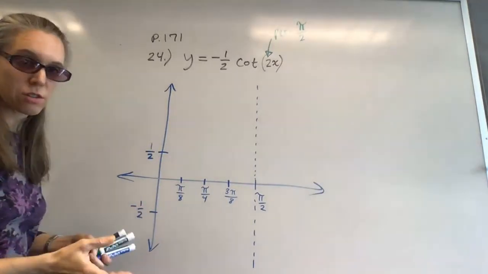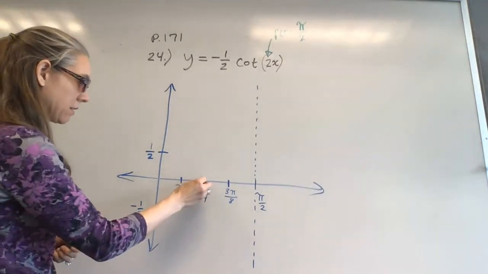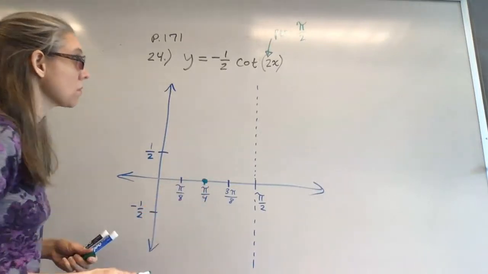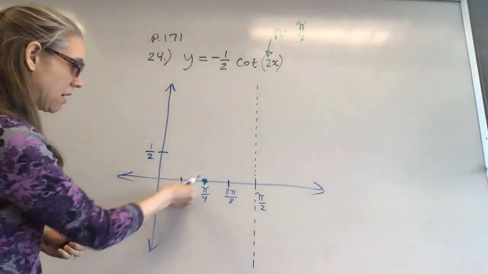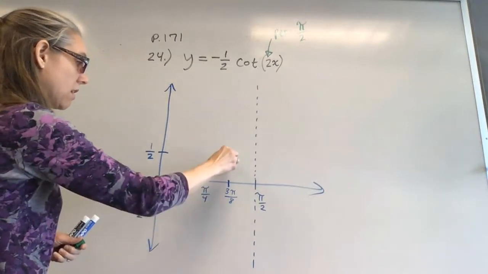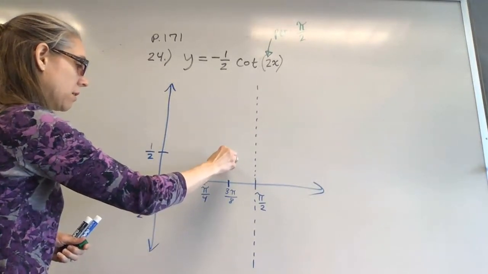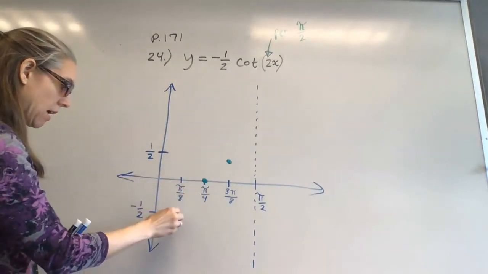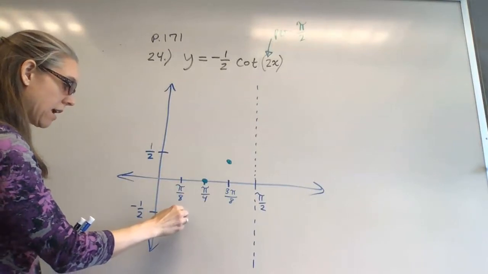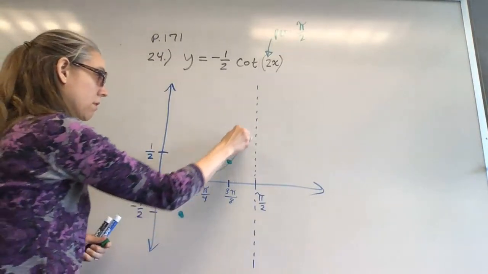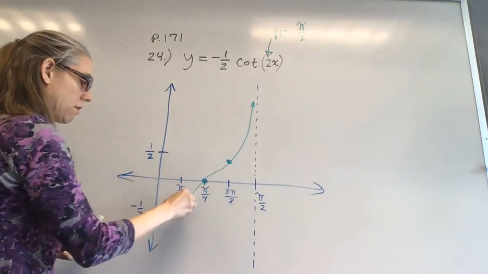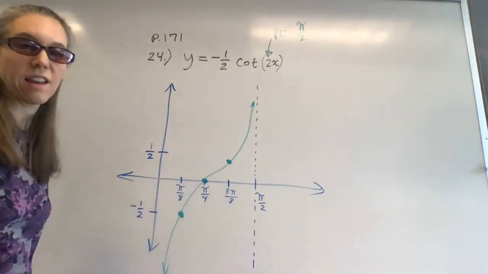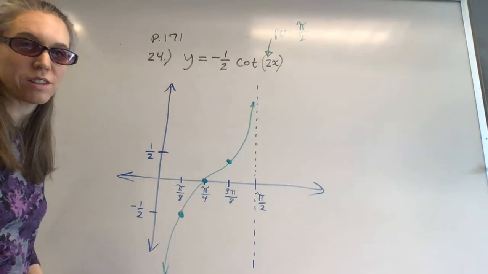So now you can just plot the points. I know I'm at 0 right here in the middle. Since my orientation is now going to be like tangent, I have a point at 3 pi eighths, 1/2 and at pi eighths, negative 1/2. And that is the graph for number 24.